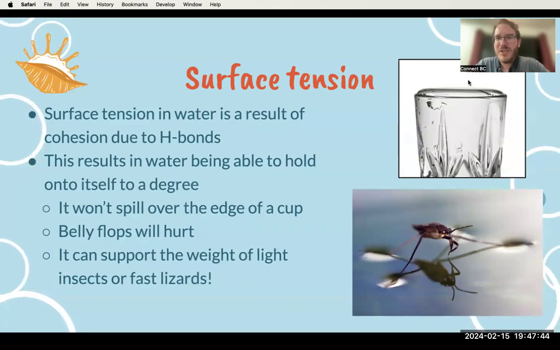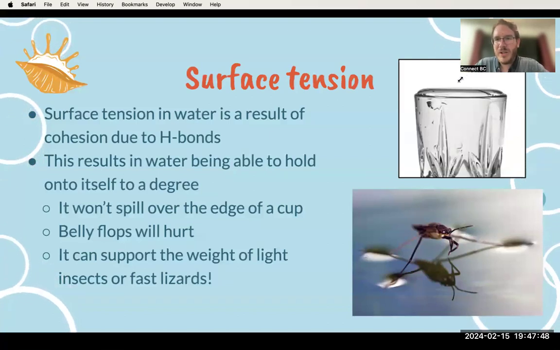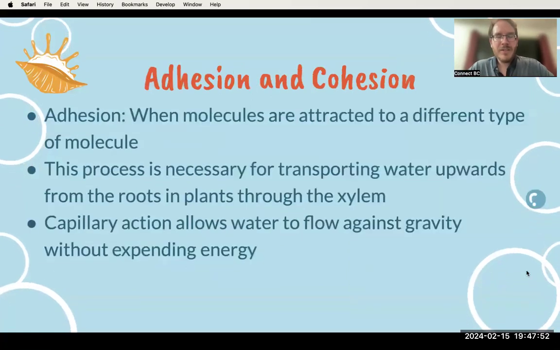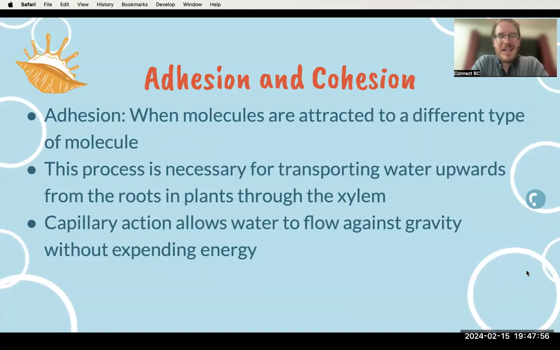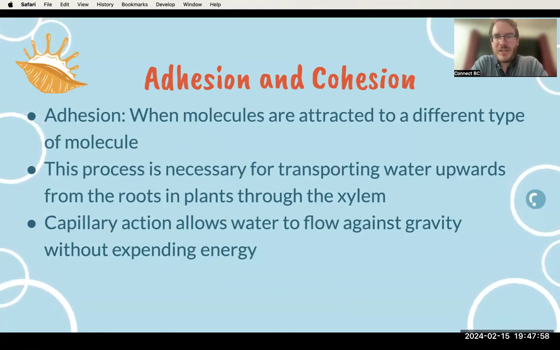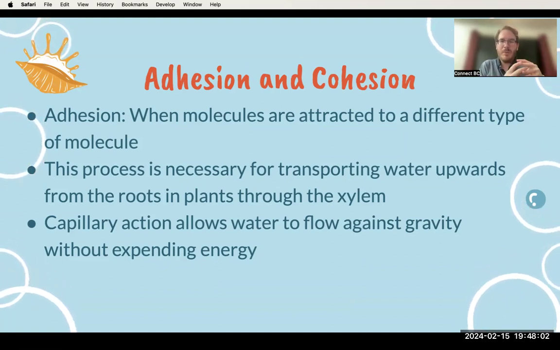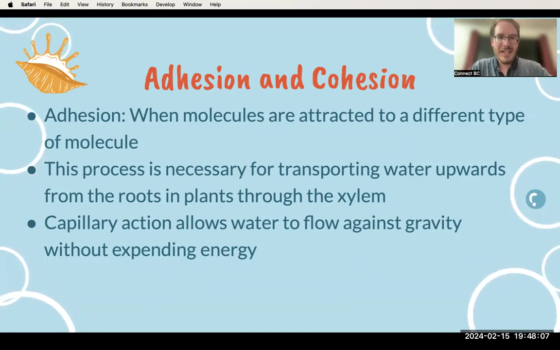And so that surface tension results due to the cohesion, which is because of those hydrogen bonds, because of its chemical structure. So I mentioned adhesion as well. Adhesion is related. So adhesion is when molecules are attracted to a different type of molecule. So rather than water hanging out with all its water mates, it can actually make new friends with things that aren't water, and we call that adhesion.